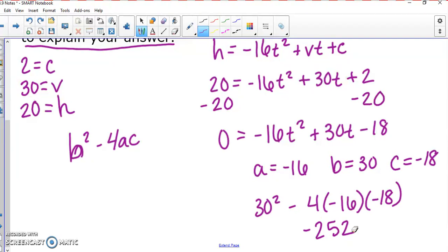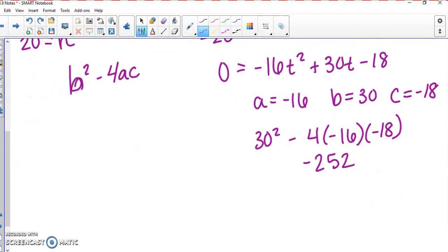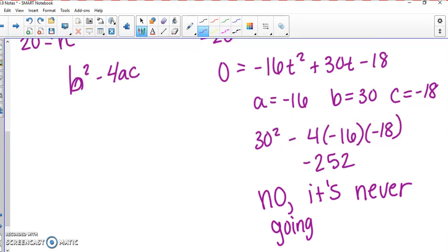So since my discriminant is negative, that means I am never going to have a real answer. So because my discriminant is negative, no, it's never going to reach a height of 20 feet. And we just found that by getting a negative under our discriminant, and so it's never going to reach that height. I would never be able to find a t value that would work because I can't take the square root of a negative number.